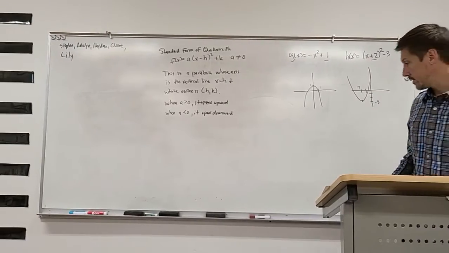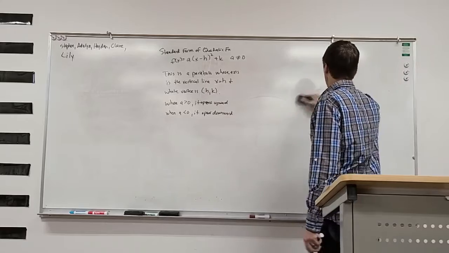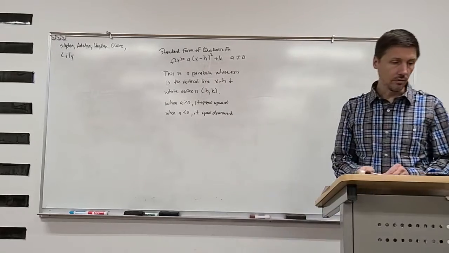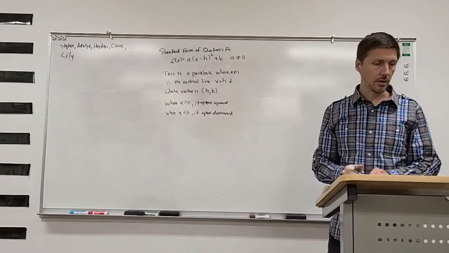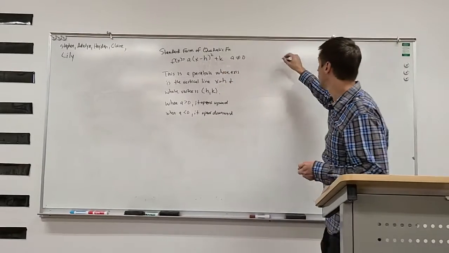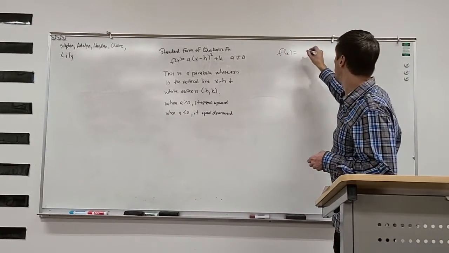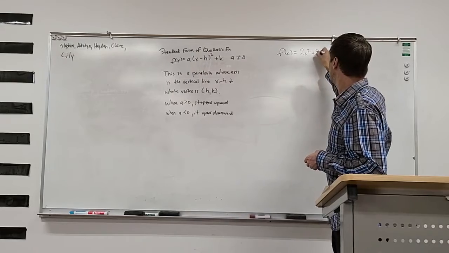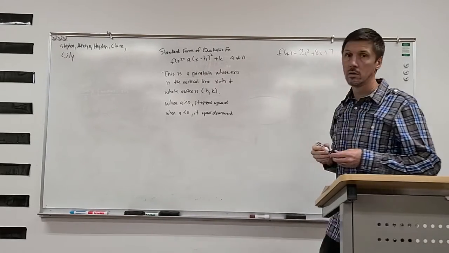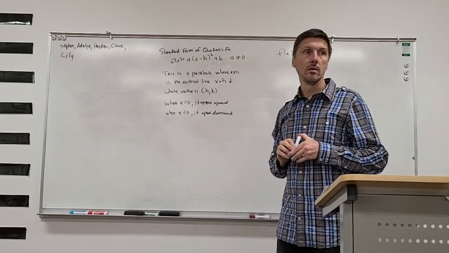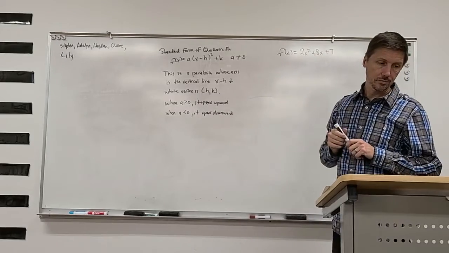So based on that, let's look at a quadratic function and see if we can rearrange it, put it in this form, and then we'll be able to know all this information about the graph of our function. All right. So they give us this function, f of x equals 2x squared plus 8x plus 7. And we need to put it in this form here.